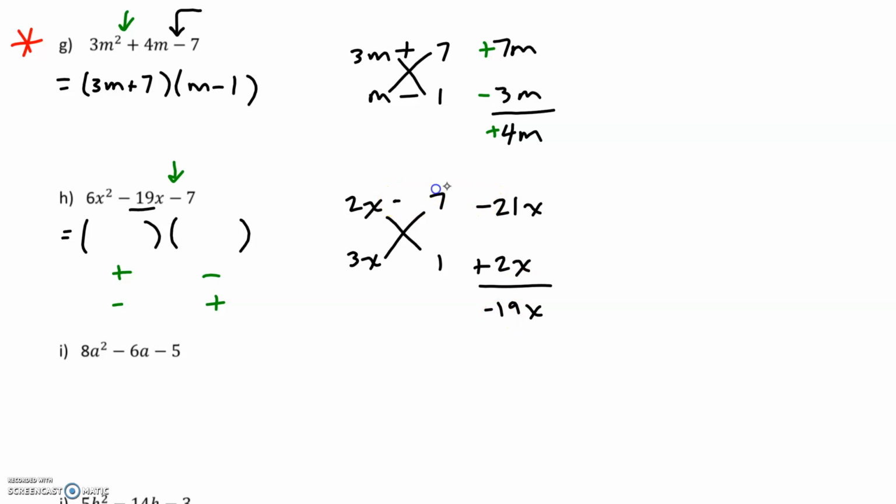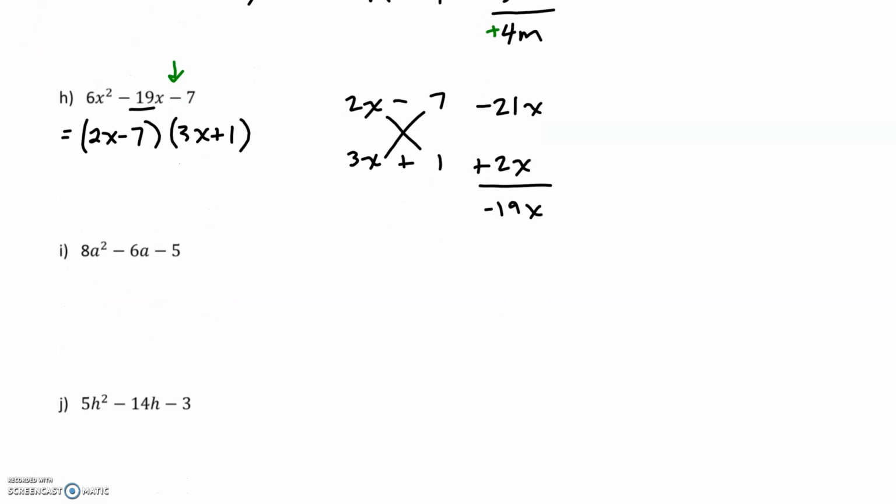So now we just transfer our signs inside. Okay, and we're going to write them in. So it'll be 2x minus 7 and 3x plus 1. Okay, and we're done. Let's try the next one.